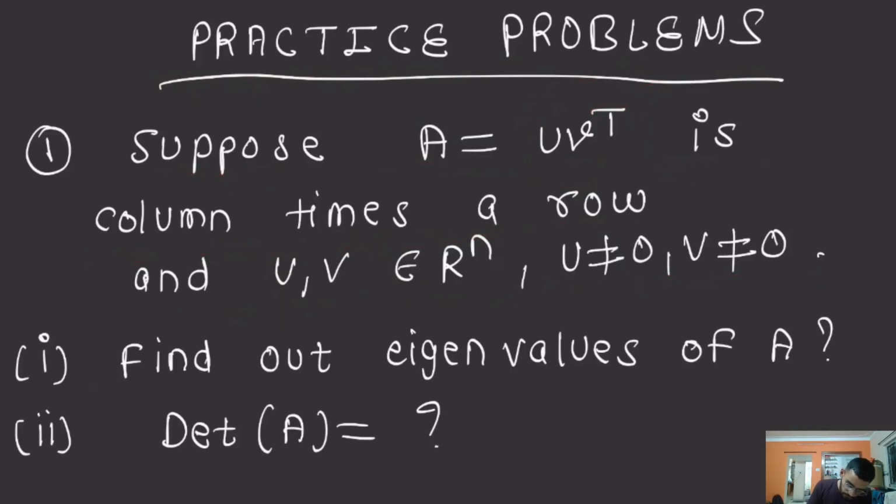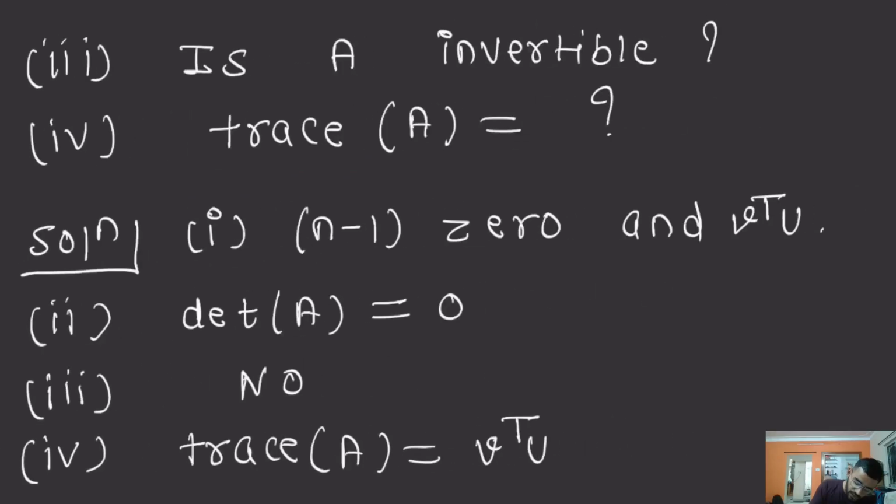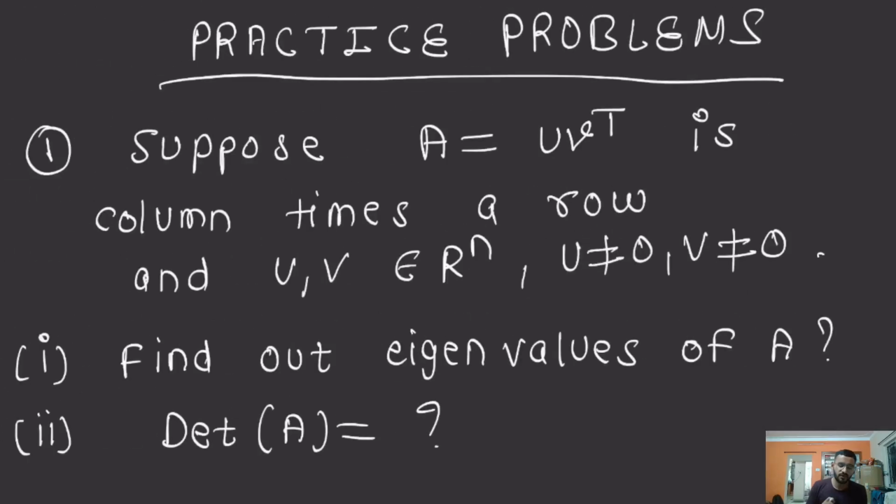Now first we need to find out eigenvalues of A. Second, we need to find out the determinant of A. And third, we need to find out whether A is invertible or not. And fourth, we need to find out trace of A. So I'll give you a hint.